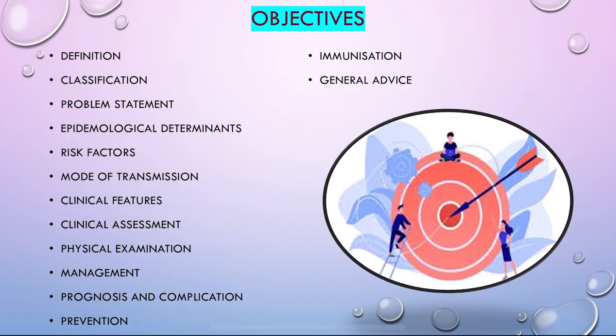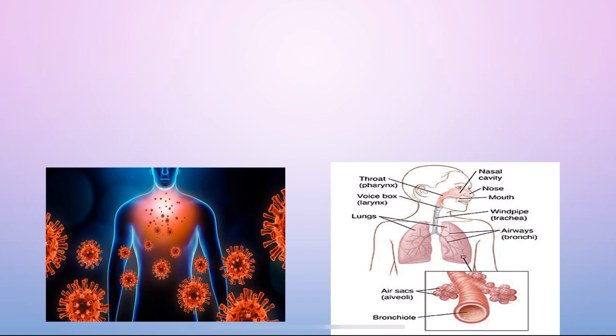The objectives of this session are definition, classification, problem statement, epidemiological determinants, which is nothing but the agent, host, and environmental factors, the risk factors to acute respiratory illness, mode of transmission, clinical features, clinical assessment, physical examination, the management, prognosis and complications, the prevention, followed by the immunization, and lastly, the general advice. Let's begin with the definition.